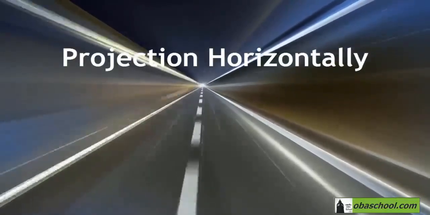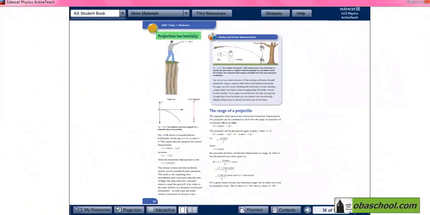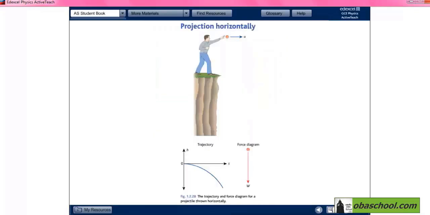Projection horizontally. We will learn about one type of projection, which is horizontal projection. As we see in this example, we have a person throwing the ball horizontally at an initial speed with value u. If we want to divide the initial velocity between horizontal and vertical components, we can see that there is no vertical component, only horizontal.